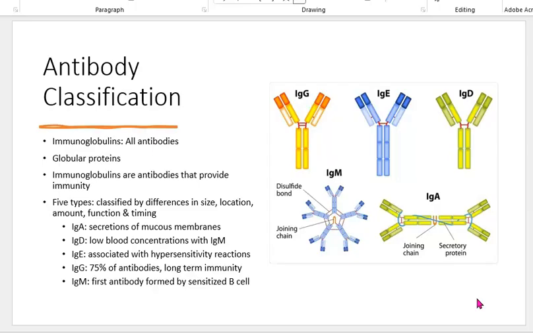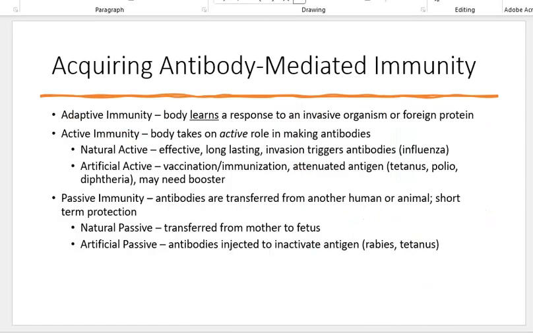IgM is the first antibody formed by newly sensitized B lymphocyte plasma cells. 10 to 15% of antibodies. They activate the complement system. So the IgM is the first antibody formed by sensitized B cells. That's all you need to know about IgM. Once again, that's in your book on page 329.